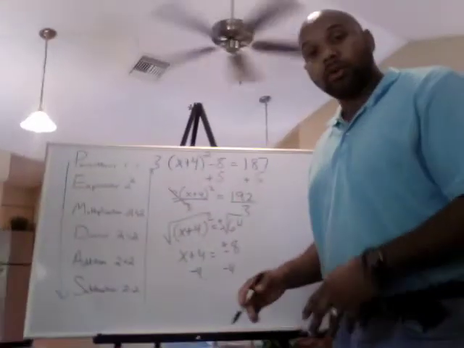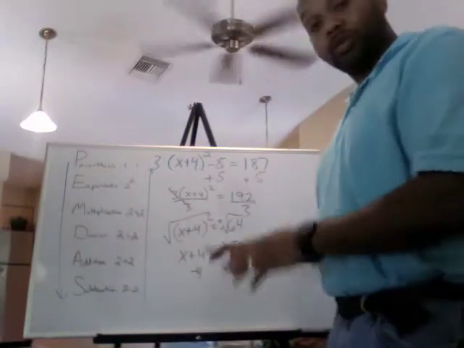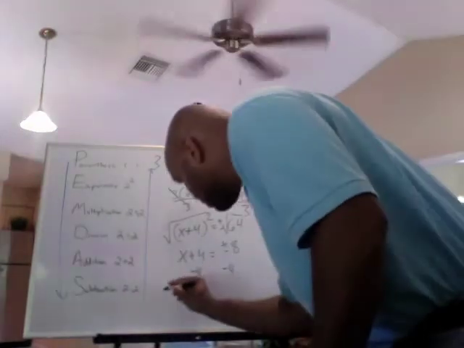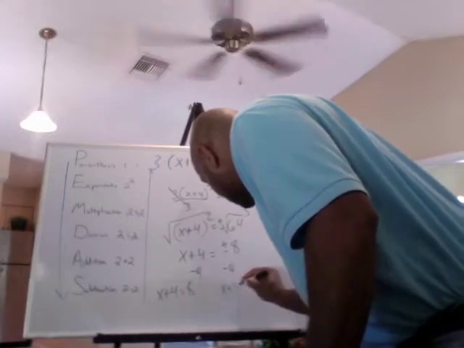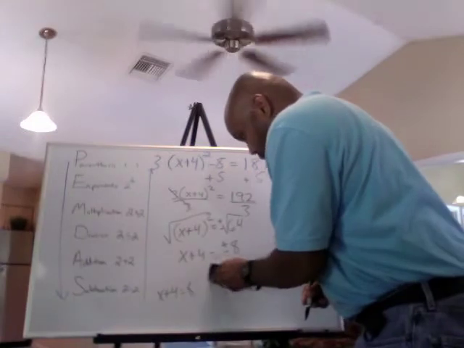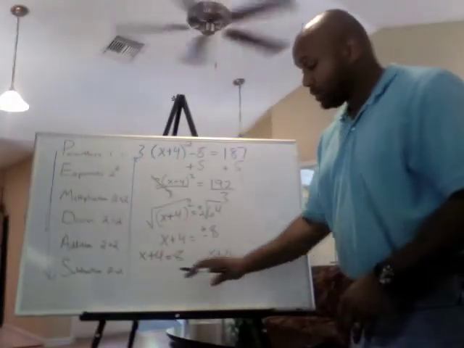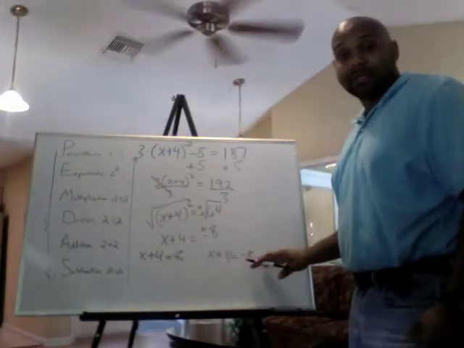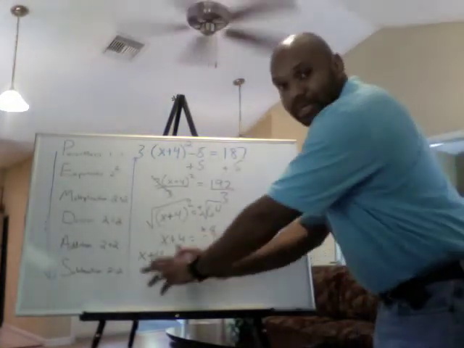So to simplify, we're going to make it into 2 separate expressions. So we're going to have x plus 4 is equal to 8, and then we're also going to have x plus 4 is equal to negative 8. So now we have our 2 separate equations: x plus 4 is equal to 8, and x plus 4 is equal to negative 8. So we'll just subtract 4 on both sides. We're dealing with one at a time.